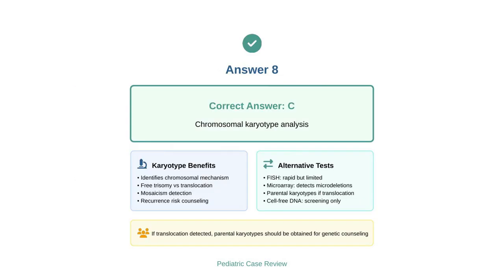Chromosomal karyotype analysis is the gold standard, identifying whether Down syndrome results from free trisomy, translocation, or mosaicism. This distinction is crucial for genetic counseling regarding recurrence risk. While fluorescence in situ hybridization provides rapid confirmation, karyotype offers comprehensive information. If translocation is detected, parental karyotypes should be obtained.